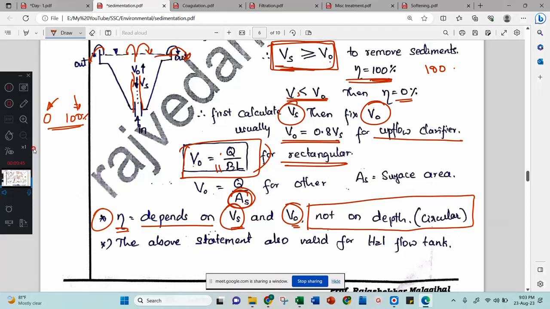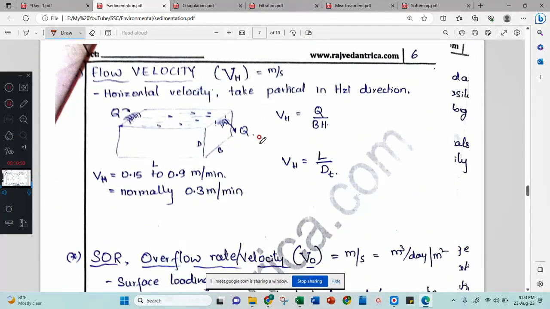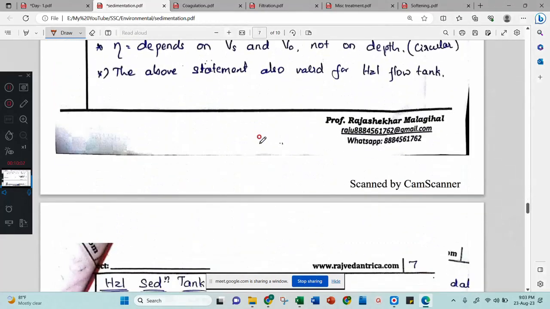Then you always remember this one. The above statement is also valid for the horizontal flow tank. Horizontal rectangular tank and circular tank also, it is valid. Now we have a flow, sorry, this page is repeated, just ignore.